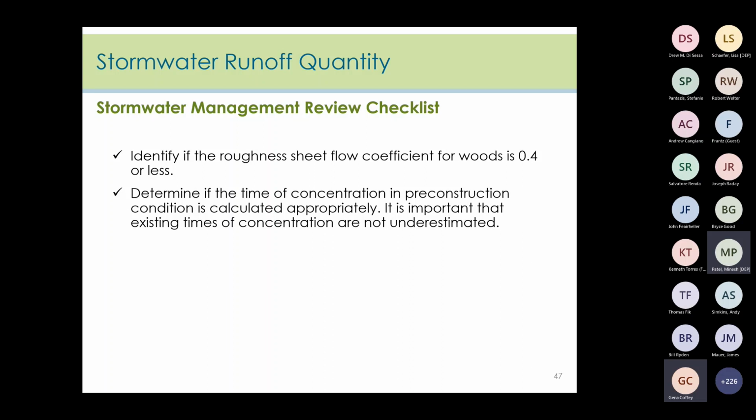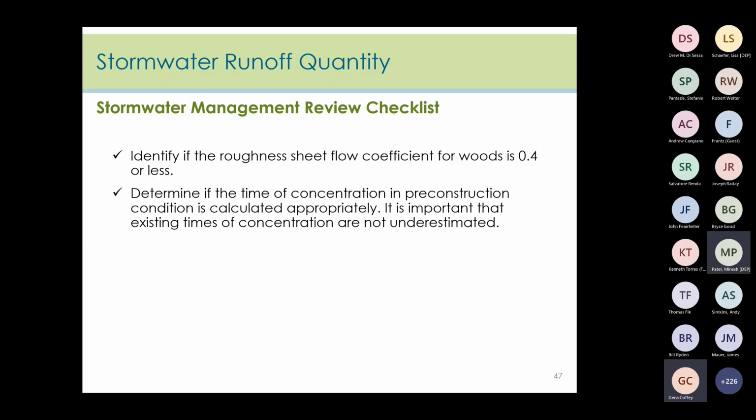We need to make sure that the Manning's sheet flow roughness coefficient is 0.4 or less for the TC calculations. According to NRCS, the maximum Manning's roughness coefficient that you can use is 0.8 for woods with dense underbrush. But in New Jersey, we do not have that situation, and the maximum Manning's coefficient for sheet flow that can be used is 0.4. Anthony covered this in Module 2, and more on this can be found in Chapter 5 of the BMP manual.